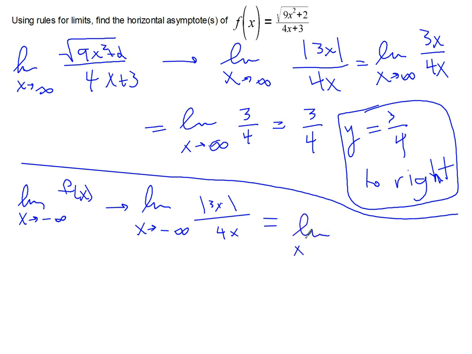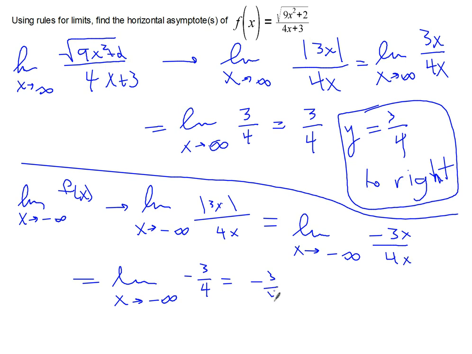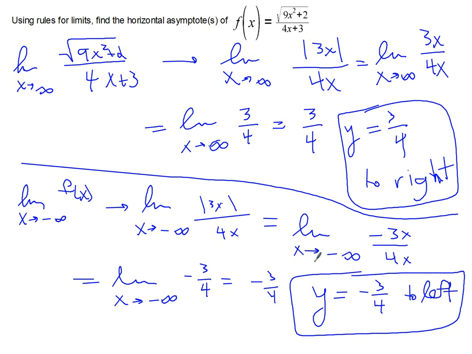So this now becomes the limit as x approaches negative infinity of the opposite of 3x over 4x. Once again, the x's will cancel, and you've got the limit as x approaches negative infinity of negative 3/4, which is just negative 3/4. So this has a horizontal asymptote of y equals negative 3/4 to the left. This is a common question that you might see on the AP test, where it has different horizontal asymptotes in opposite directions.